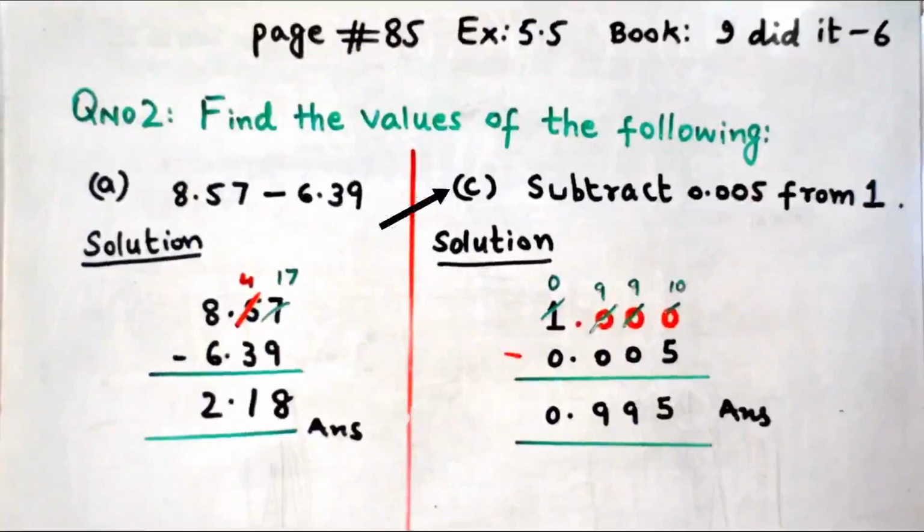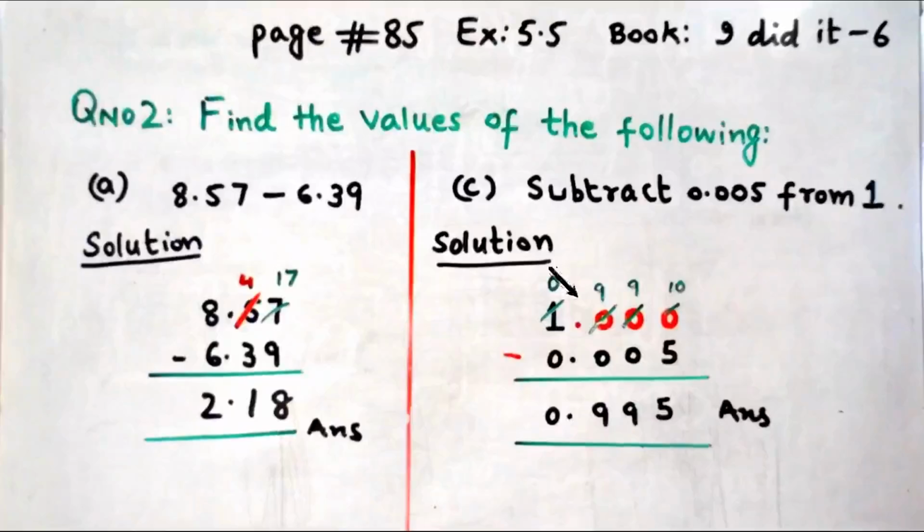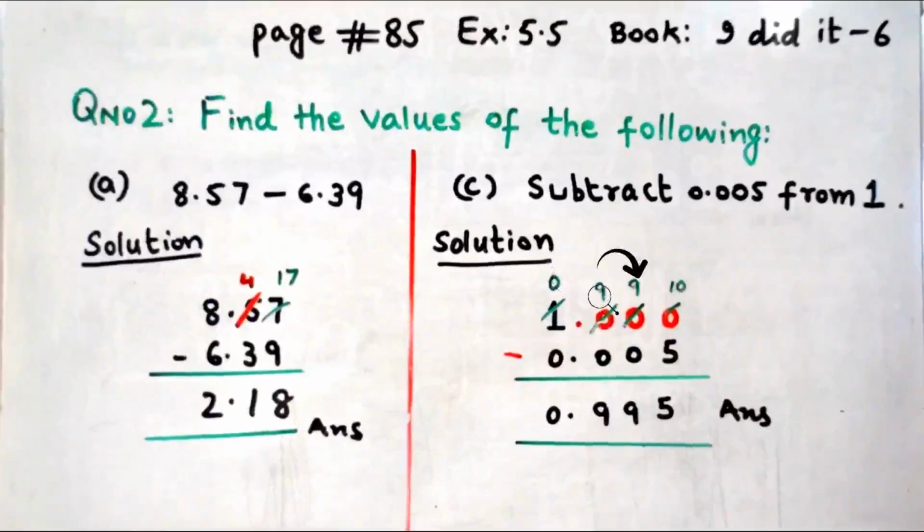Now look at C part. Subtract 0.005 from 1. Write down 1. There is no decimal. Put decimal. These places are empty, so put extra 0 minus 0.005. Now you have to minus these numbers. 0 is smaller than 5, so you have to take carry from 1. Take 1 carry from here, so 0 is left. Here is 10. Again take 1 carry, 9 is left.